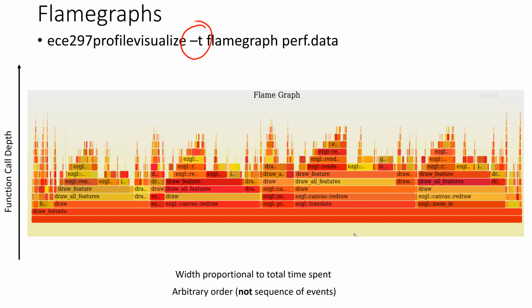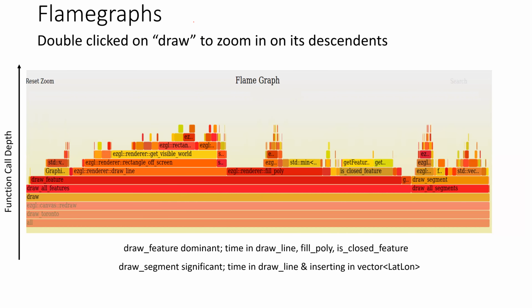But you can't infer a sequence in which these things were called. The width just means how long I spent in this function. The stuff stacked on top of it is how long I spent in its children. So you can zoom in on this a bit. Here I've zoomed in on it a bit.